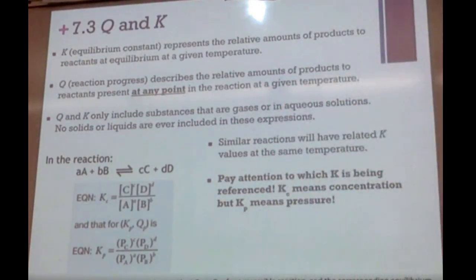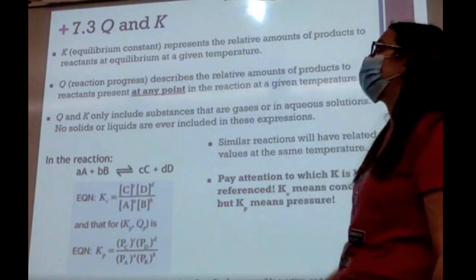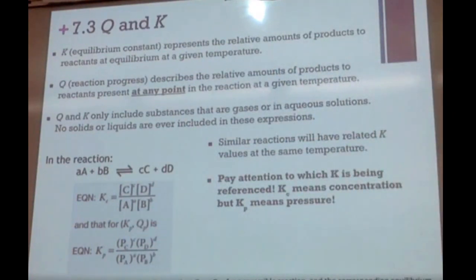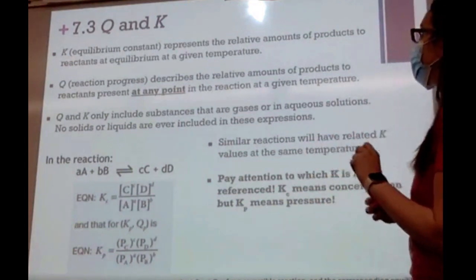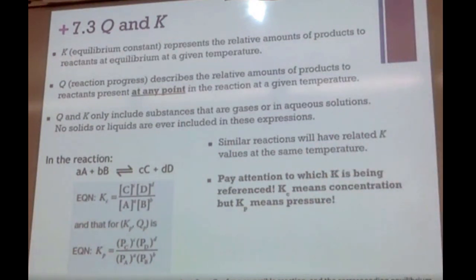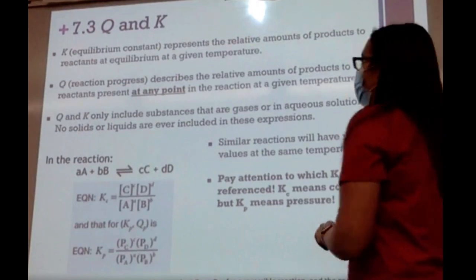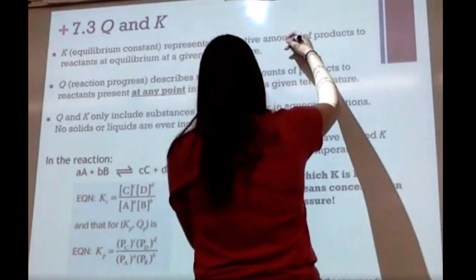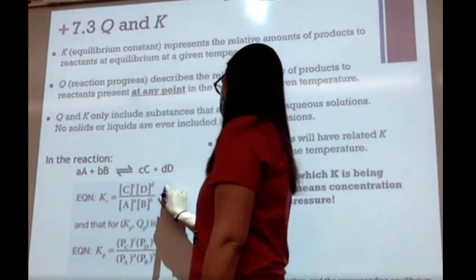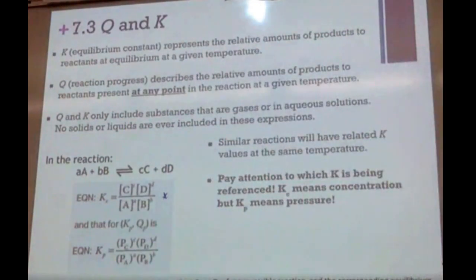Make sure that you recognize the difference between capital K and lowercase k. Because capital K is the equilibrium constant. Lowercase k was the rate constant. So the equilibrium constant represents the amounts of products to reactants at equilibrium. So remember, to calculate K, it's products over reactants.